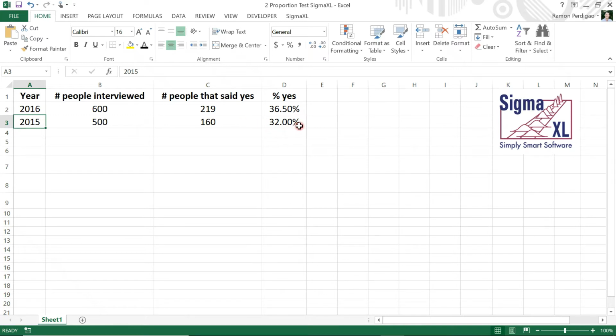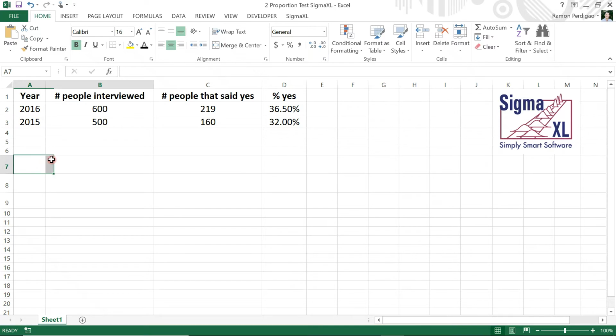So that's 32%. So the marketing department then is claiming that in 2016, they did the same exercise, the same survey on the street, and they interviewed 600 people, of which 219 said yes, we like your cookies. So the claim is that there's been an increase in percentage of favorable answers. Basically, they're saying that more people, proportionally speaking, are saying yes to that question, which means that they like the cookies, proportionally speaking, even more. So that's the claim, that's the data that we have to work with.